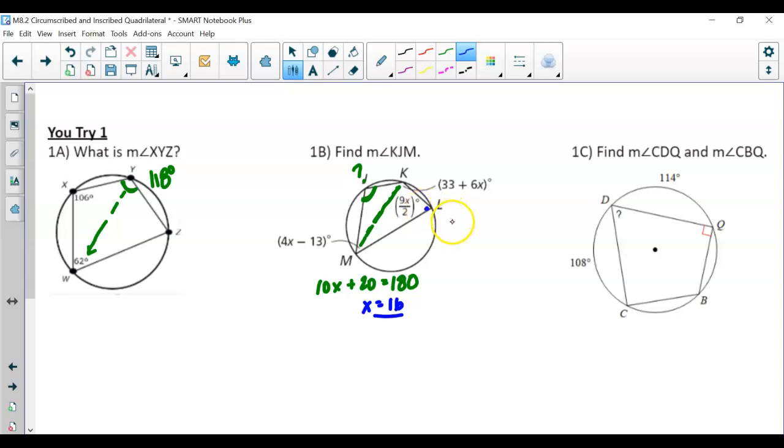So L is 9/2 times 16. So once you calculate, angle L is 72 degrees. So if I get angle L is 72 degrees, now I can figure out the angle that is supplementary. So that's why here the measure of angle KJM is 108 degrees.